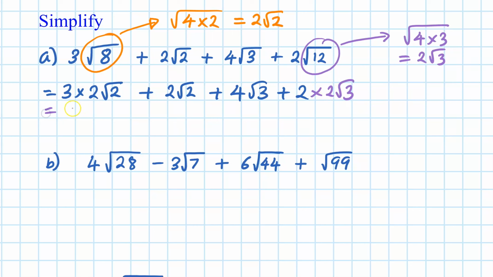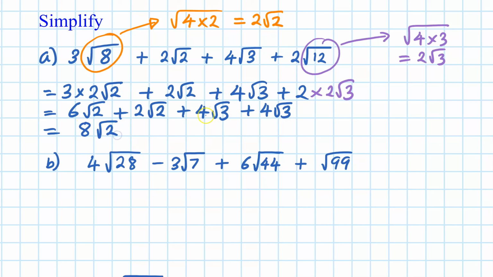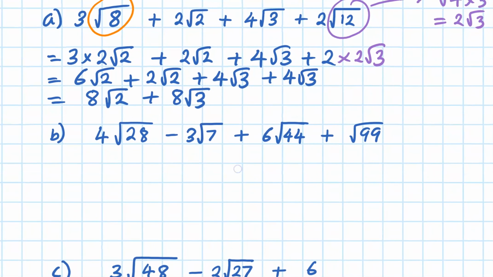Now I have, 6, 3 times 2, 6 root 2's and a 2 root 2. Here 4 root 3 and then 2 times 2, another 4 root 3. Well, what is 6 and a 2? 8 root 2, 4 and a 4, 8 root 3. That's our answer. Well, let me use different colors in the next one to get a nicer view when we write.